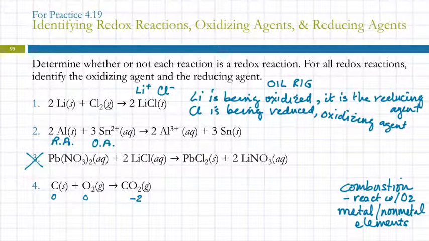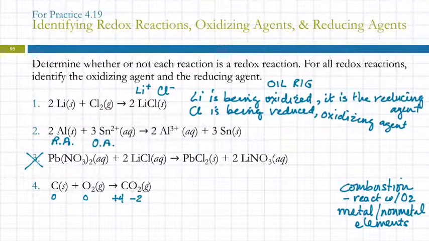What's the oxidation state on the carbon? +4. Because like actual ionic charges, oxidation states on each atom in a molecule have to add up to the overall charge. So now we can look and see, are things changing their oxidation states? Yes, they are. This is a redox reaction.